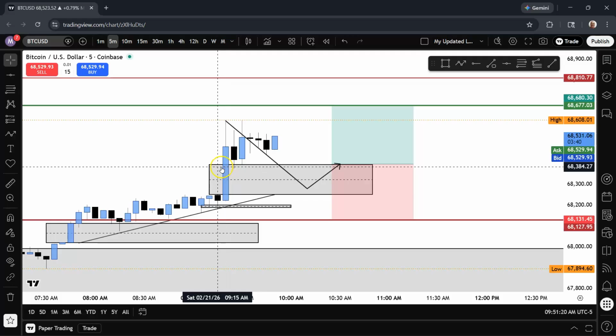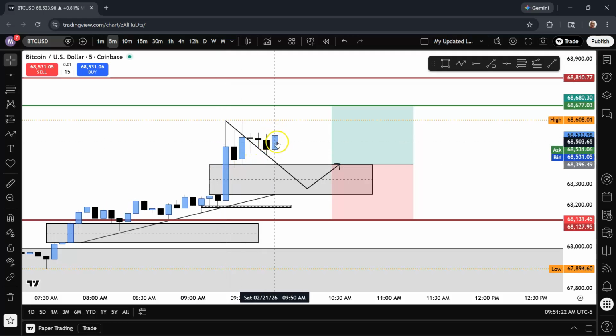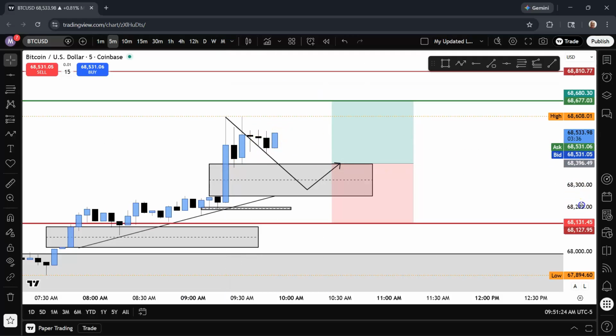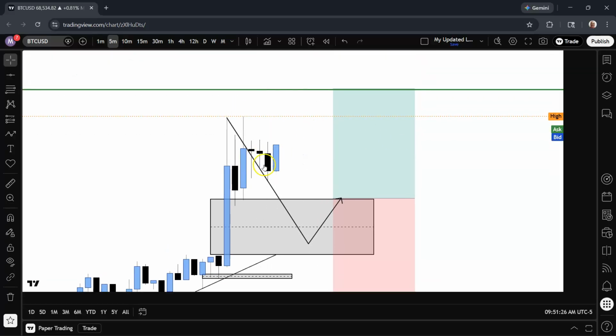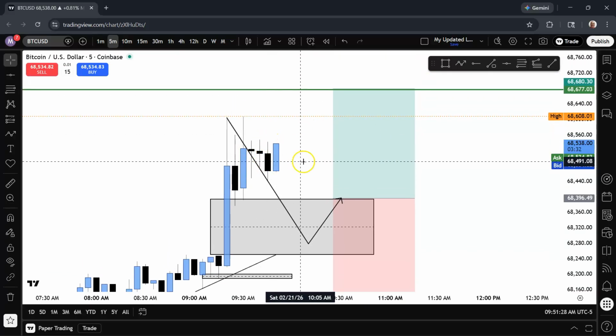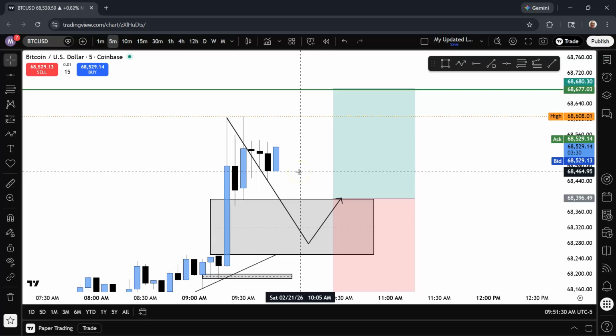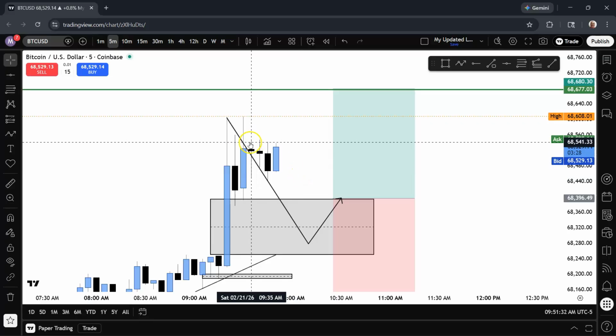Okay, but look at that. It's creating a bullish engulfing candle. If this candle engulfs the previous candle and it's higher, it's a bullish engulfing candle. Okay, but it hasn't done that.